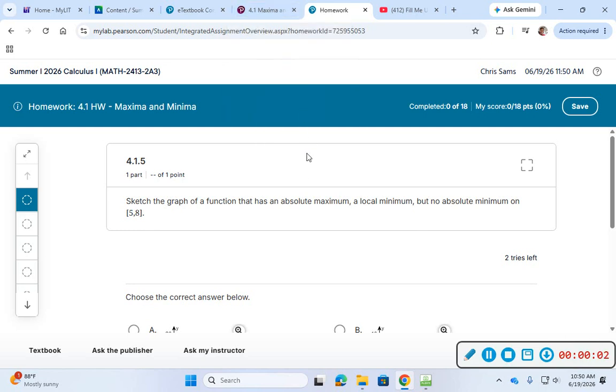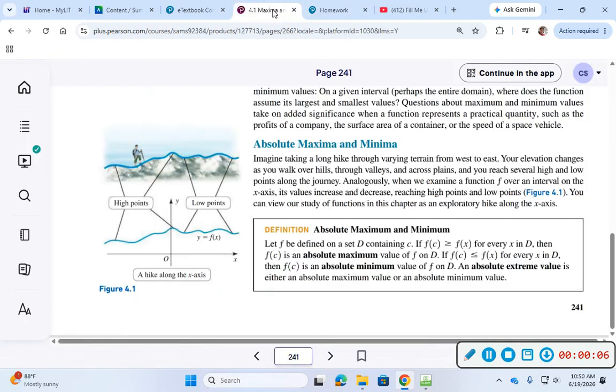All right, today we're going to be looking at section 4.1, maxima and minima. First, I want to take you through the textbook. I'm just going to show you some highlights and some of the definitions that you need to be familiar with, and then we'll jump into Pearson, MyMathLab, and do some of the problems.